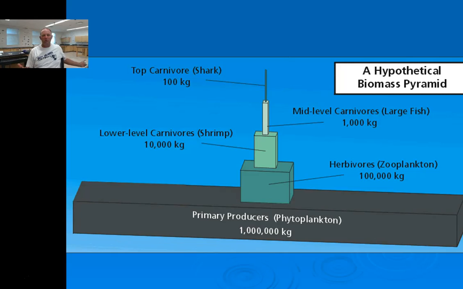But when we get to these top level carnivores, we're dealing only with 100 kilograms of weight. Sometimes that may not even represent an entire great white shark. So for 1 million kilograms of phytoplankton, that area of ocean can't even support one great white shark. Just simply the biomass isn't great enough.